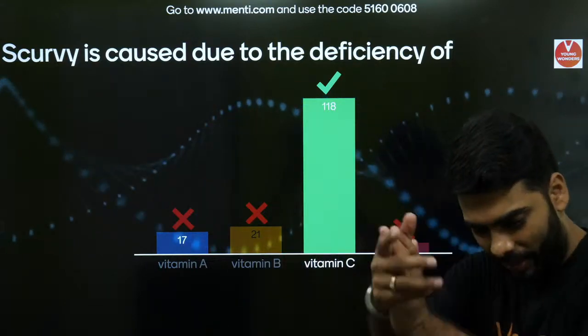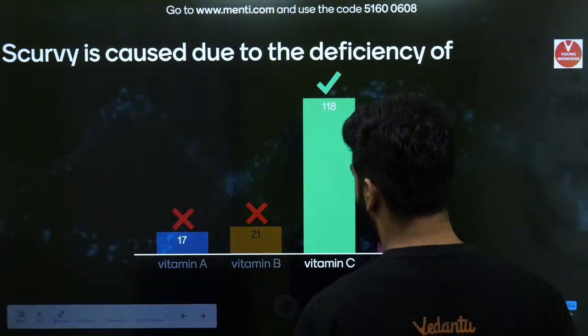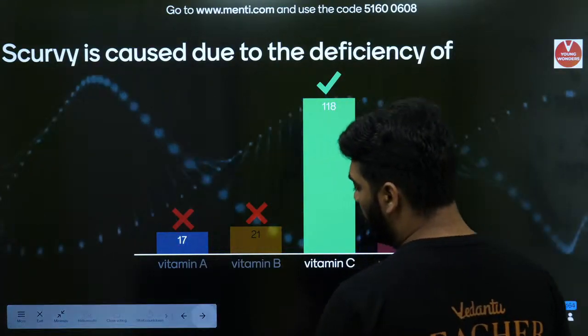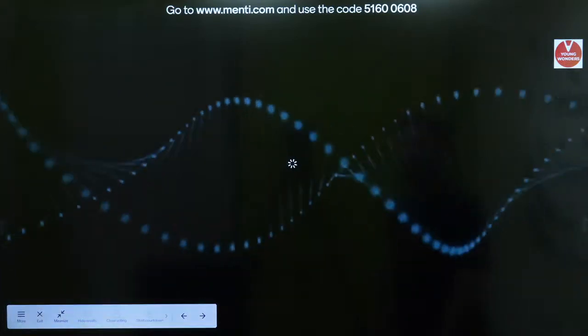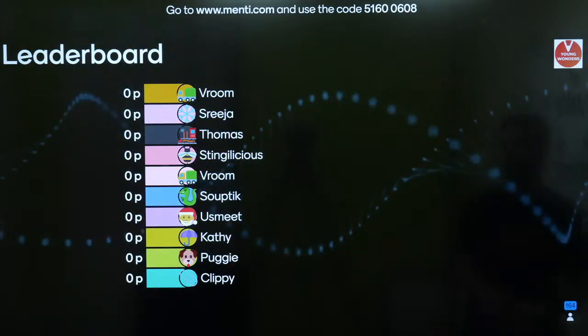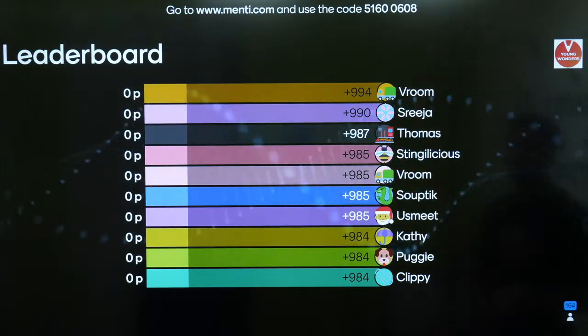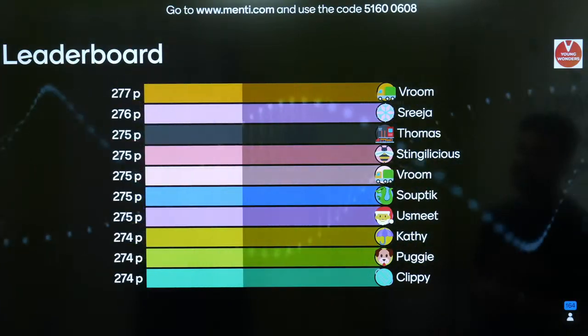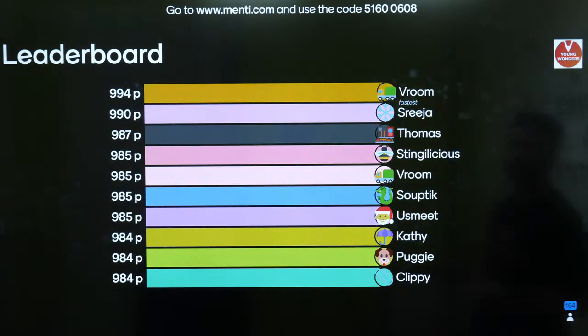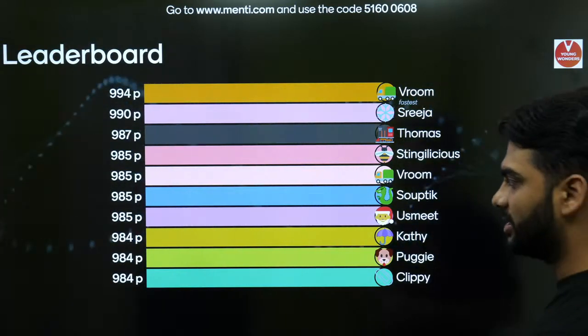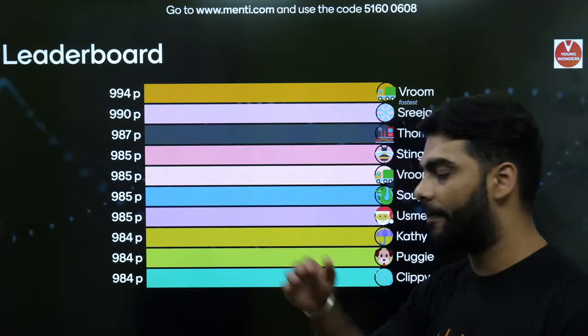Sahi jawab, bahut hi badhiya, kya baat hai, very nice, amazing. And on the super board with the superstars, we have got Chalo, Vroom, Shrija Thomas, Tingalicious, Shopti Kusmeet, Kathy, Puggy, and Clippy, so cute names. Vroom, you're the fastest, and we've got many ties.